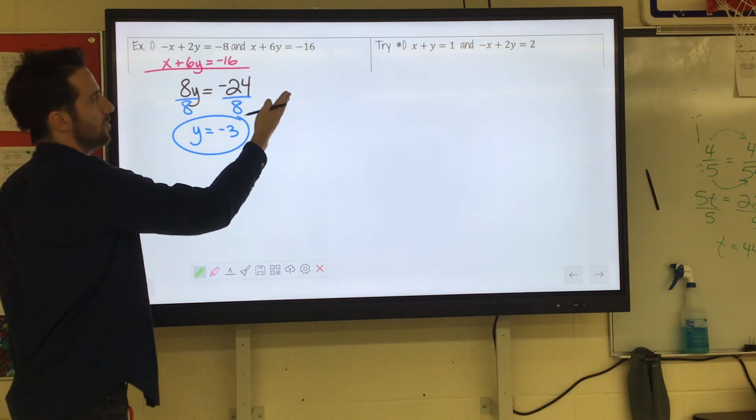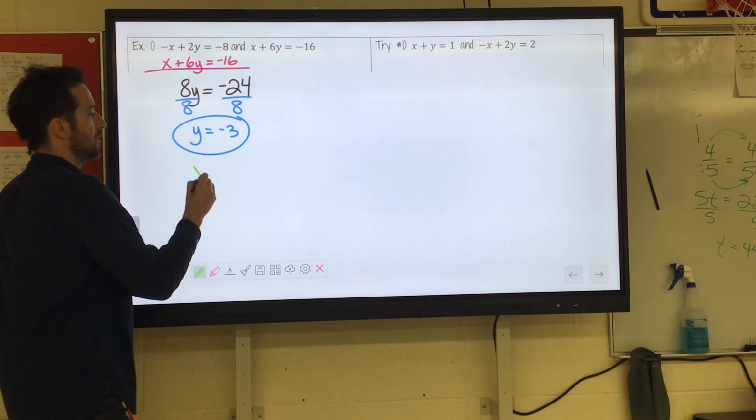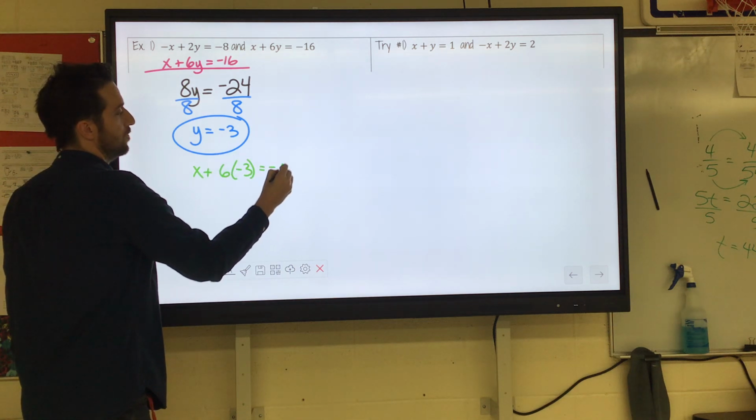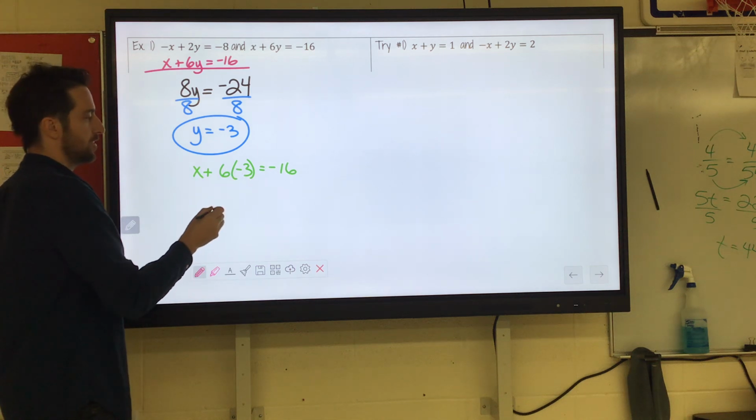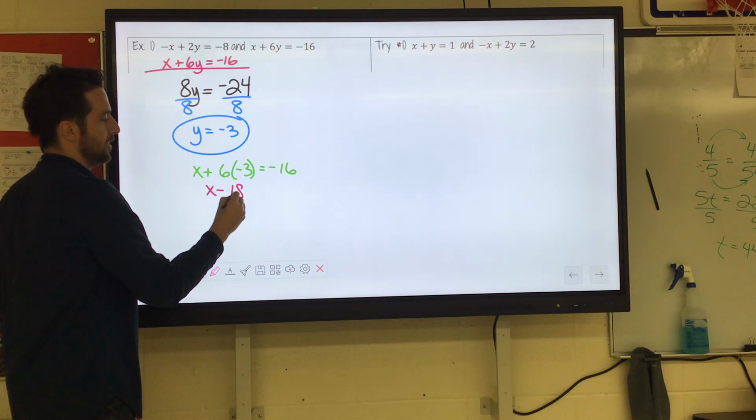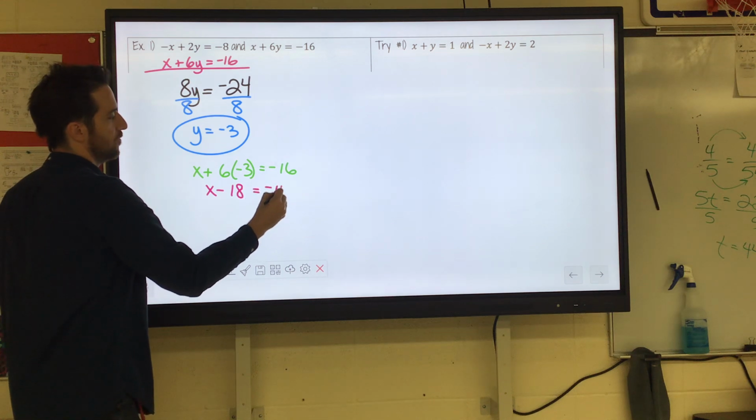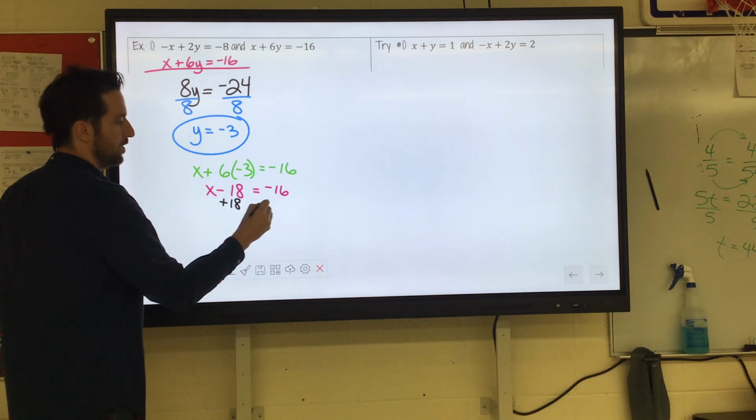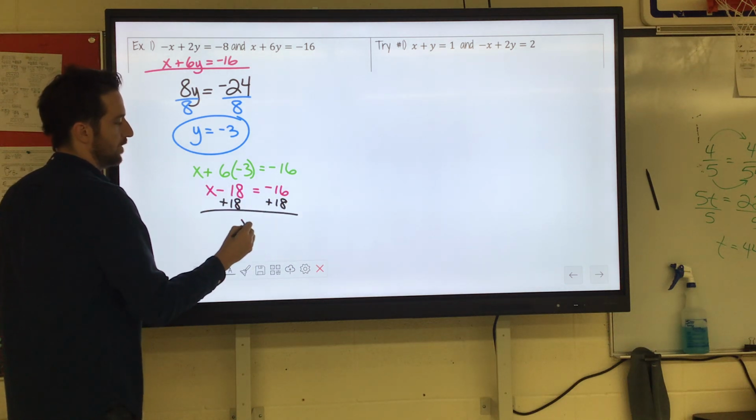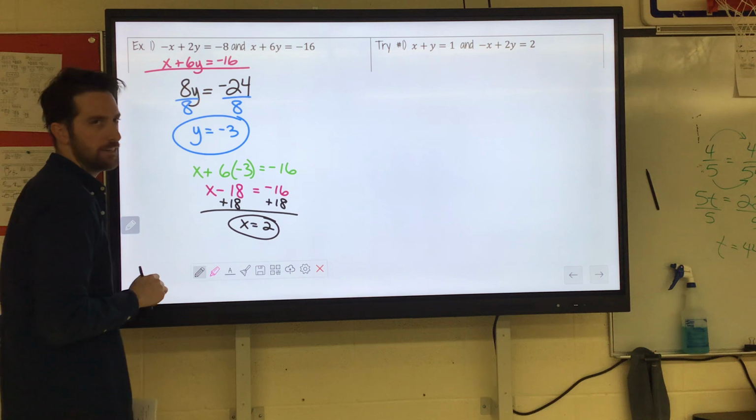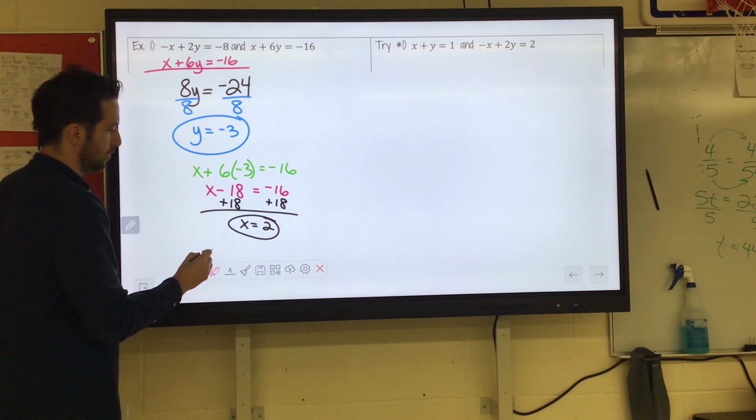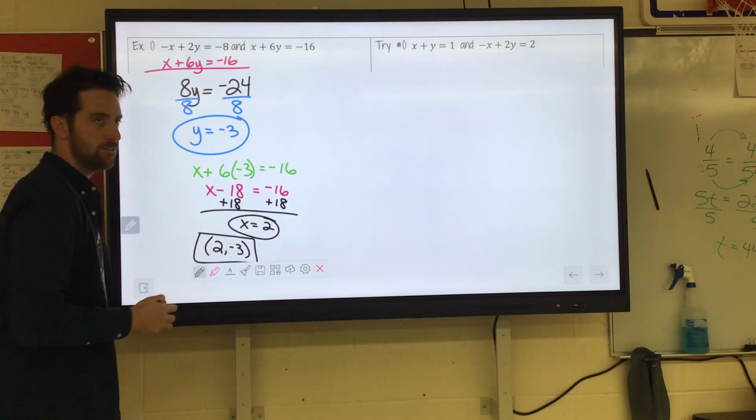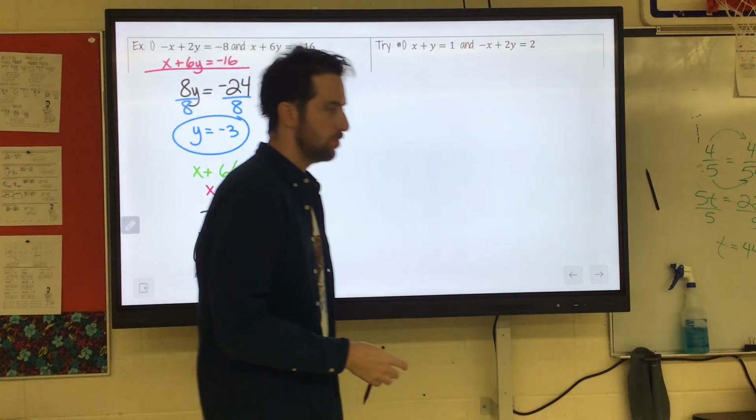I think that second one looks easier, x plus 6y. So x plus 6y, and y is negative 3, equals negative 16. Now 6 times negative 3 is negative 18. So x minus 18 equals negative 16. And then you solve that by adding 18 to both sides. X equals 2. We write our final answers as a coordinate. X goes first. So 2, negative 3. So if we were to graph these two equations, they would intersect each other at 2, negative 3.